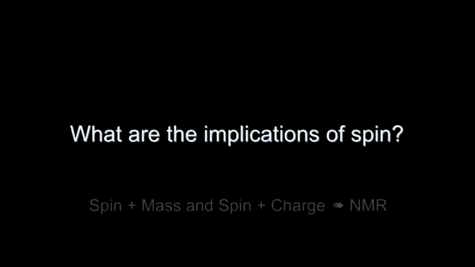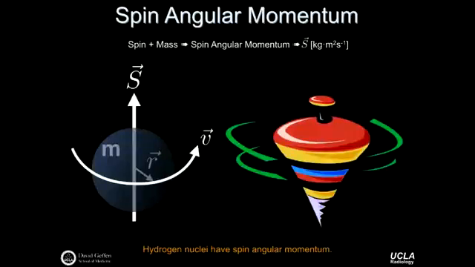Okay, so what are the implications of spin? You've gotten some sense for this already. We talked about how spin and mass are important for giving rise to spin angular momentum, and how spin and charge are important for generating a magnetic dipole. And both of those things taken together give rise to the underlying NMR phenomena.